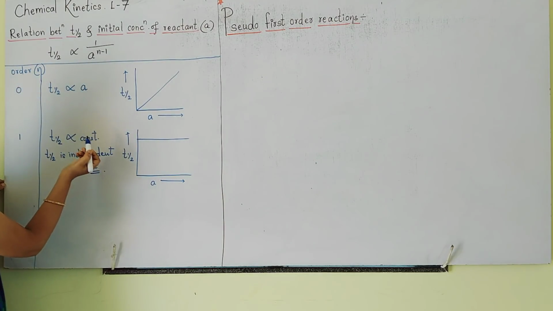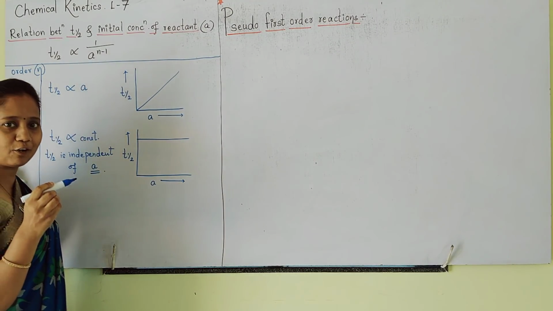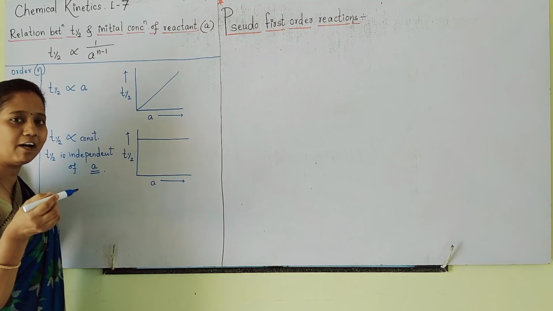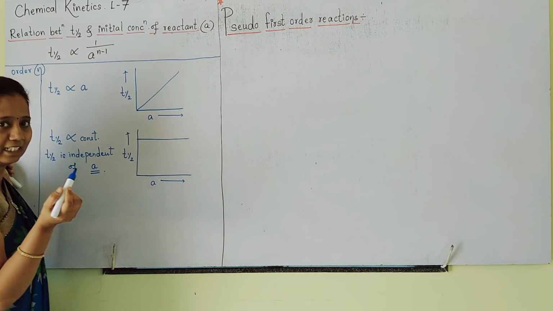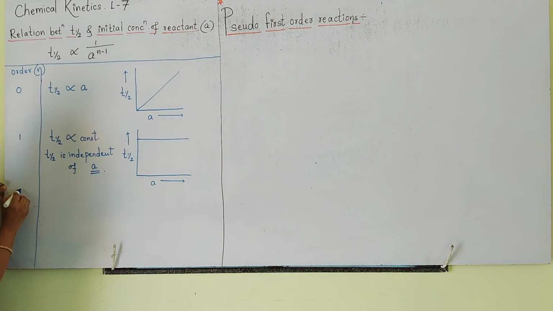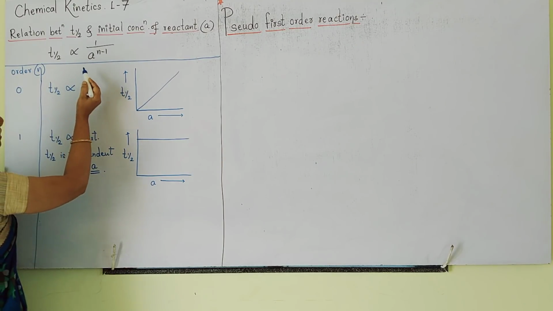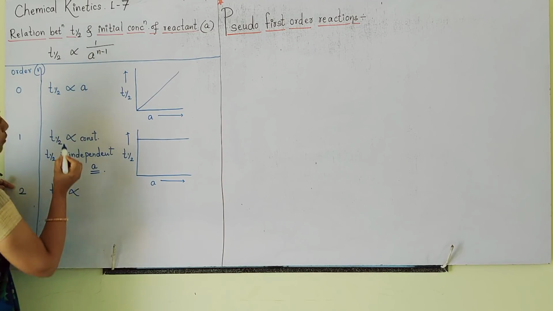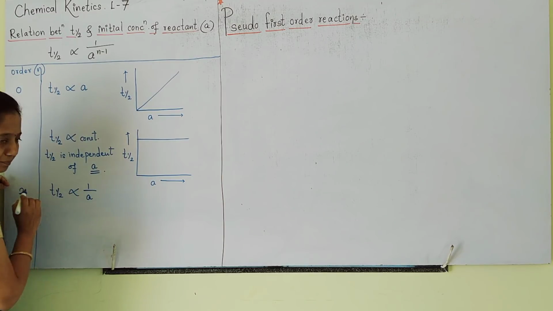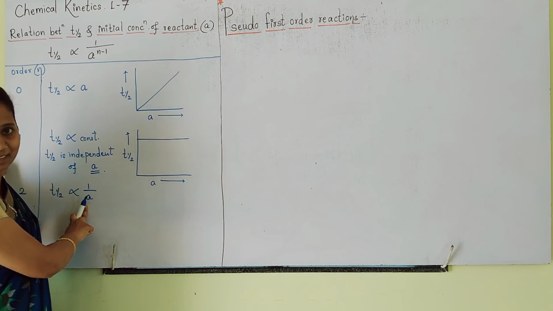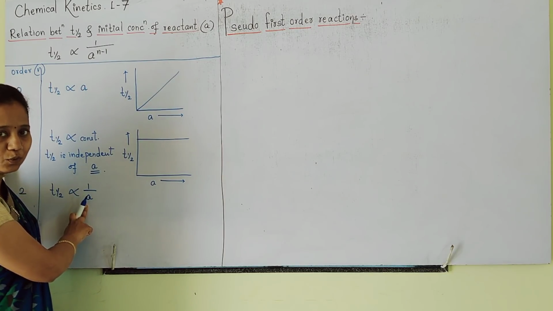Let us take one more. Previously we have seen for zero order and first order. By this formula you can even write the relationship for all order reactions. Generally order can be maximum up to 3. Let us write for second order reaction. For second order reaction what can we write? T half is proportional to A raised to N minus 1. N is 2, 2 minus 1 is 1, A raised to 1 in the denominator. Means half-life is inversely proportional to A. Half-life is inversely proportional to A.